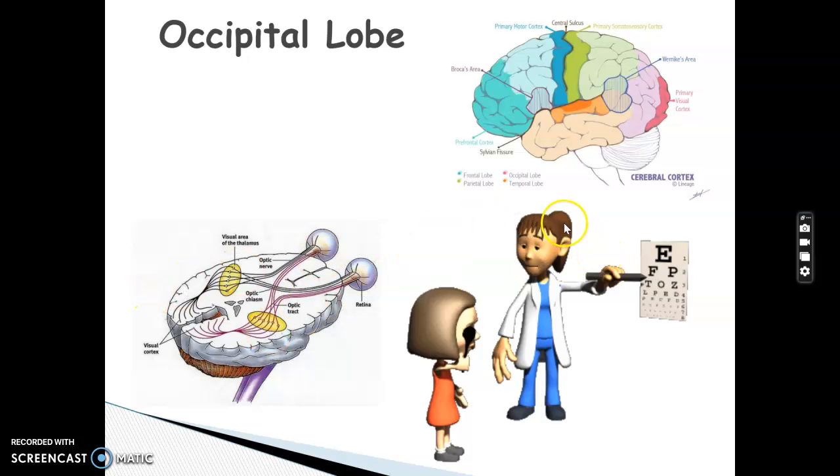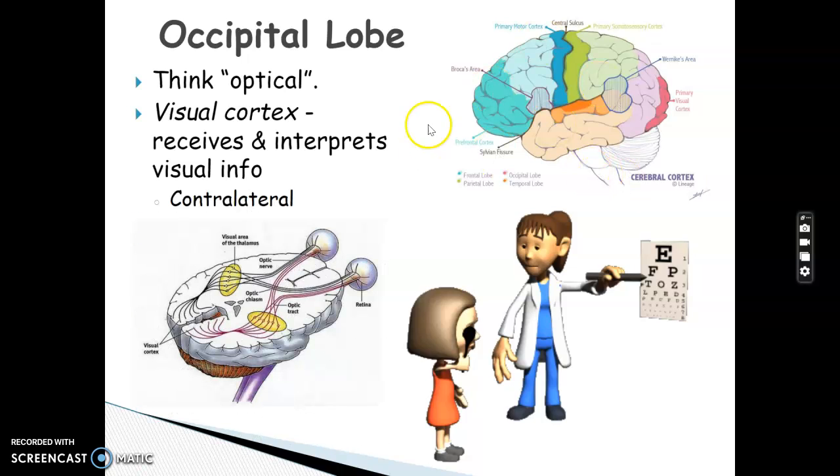Okay, the last two lobes that I will go over very quickly, and I promise this will be the last video. In the back of our head, back where there's the protuberance, is the occipital lobe. The occipital lobe deals with vision. All right, there's the association area right here, and then what's called the primary visual cortex.